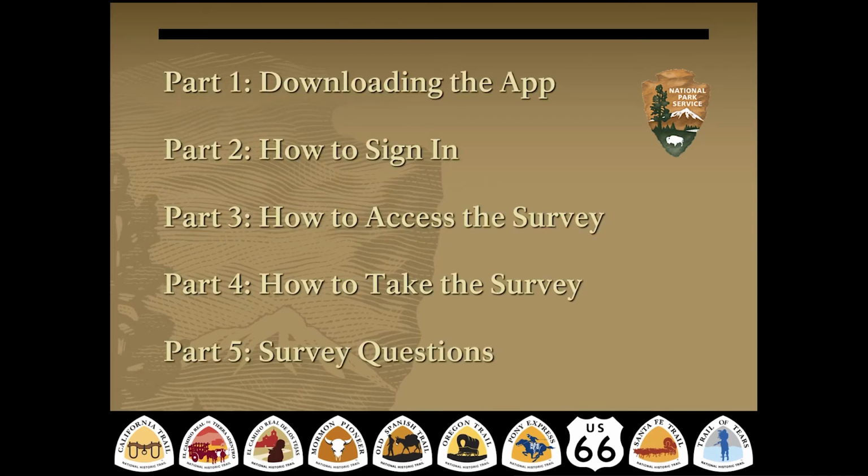During this video, we will go through how to download the app on your smartphone or tablet device. We will then show you how to sign into the app, download the survey, answer questions within the survey, and submit the survey. This video serves as a supplement to the how-to document for the NHT asset inventory found under the National Trails Asset Inventory group within ArcGIS Online, and we will give you that link.